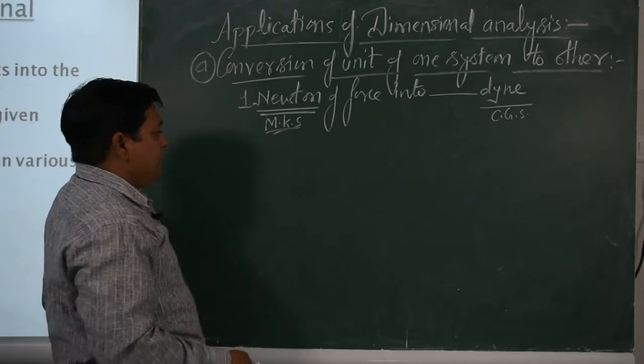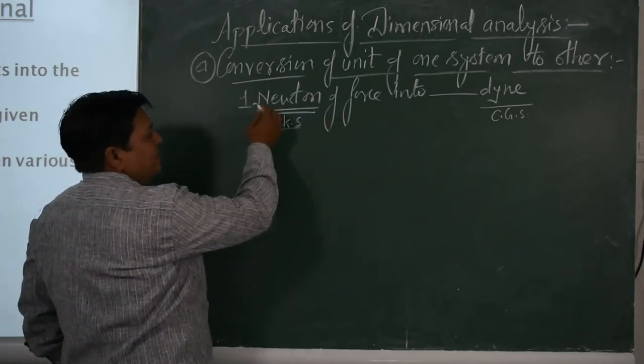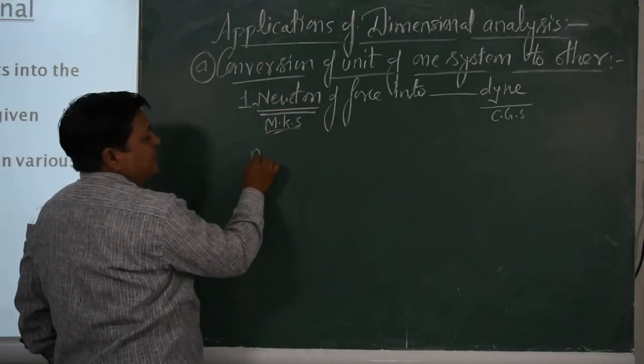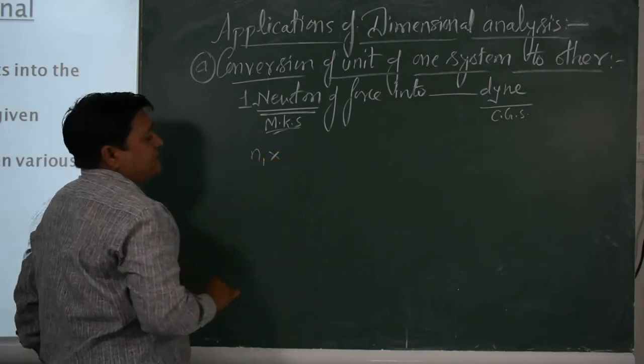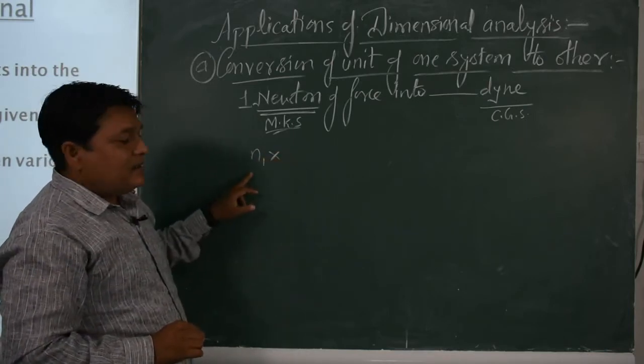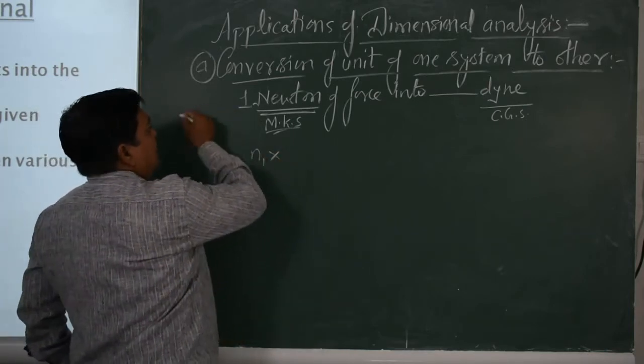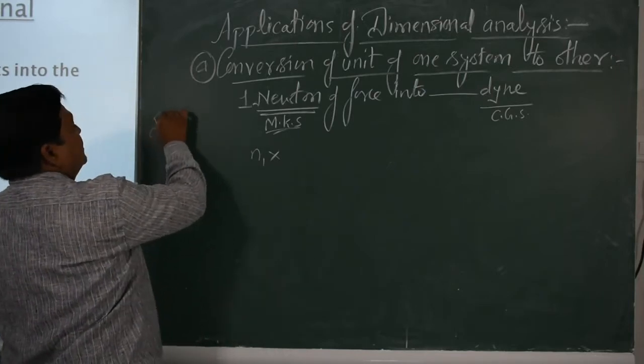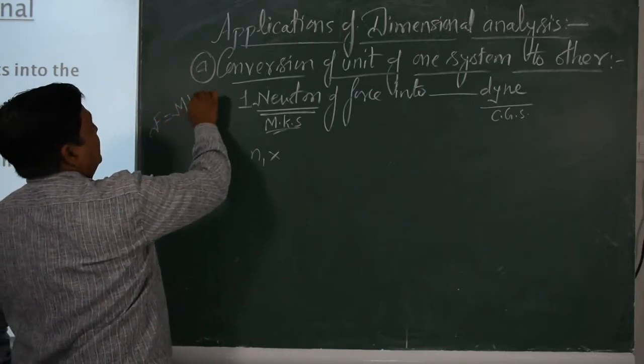What is the way? Generally we write the dimensional formula for the MKS system. Suppose the number of times the unit is repeating is n1. The dimensional formula of force is what actually? M L T to the power minus 2.